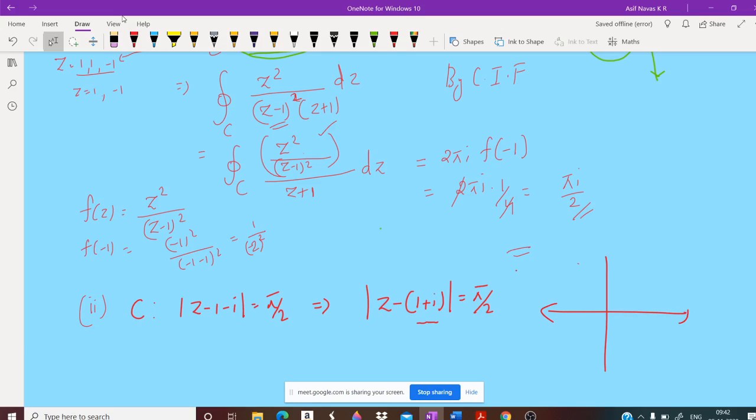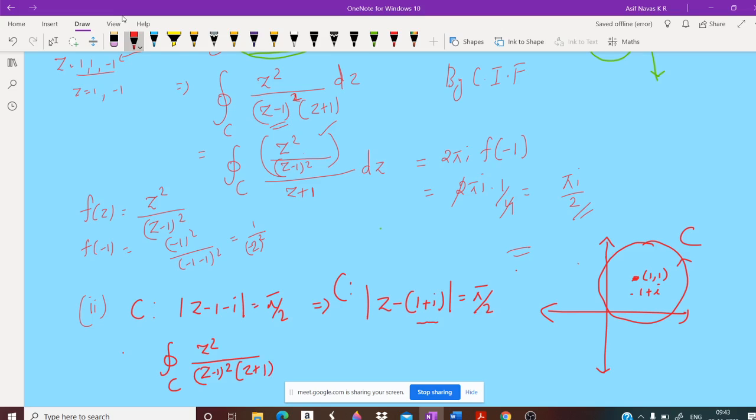One of the important things is you have to draw the curve C first. Here the center is 1, 1 and the radius is pi by 2. Pi by 2 is 3.14 divided by 2, so the radius is around 1.6. Okay, this is our C, centered at 1 plus I. Now we have to integrate the integral over C of z square divided by z minus 1 all square into z plus 1 dz.